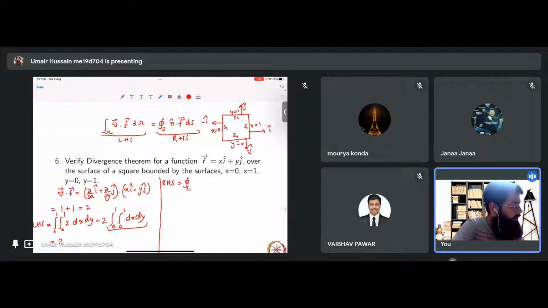So for surface 1 it would be i cap dotted with f. Then we are breaking this whole surface of the square into four surfaces. We have S2. S2 is j cap dot f. Plus we have S3, minus i cap dot f. Plus we have surface integral 4, minus j cap dot f.